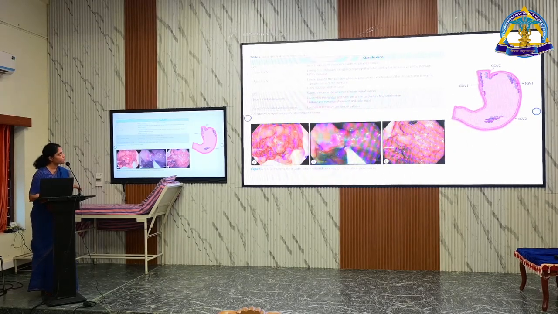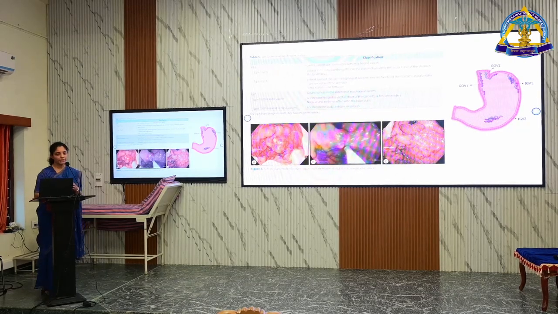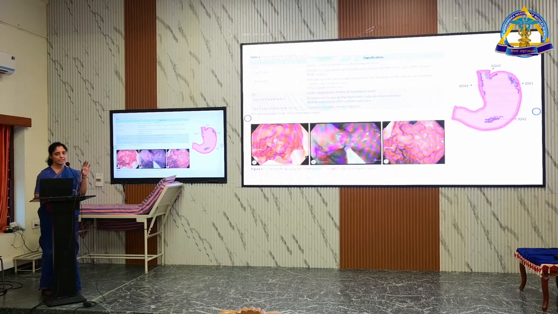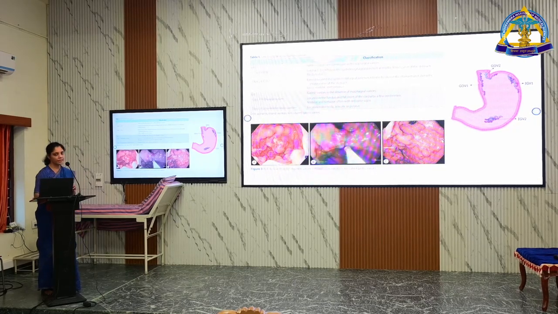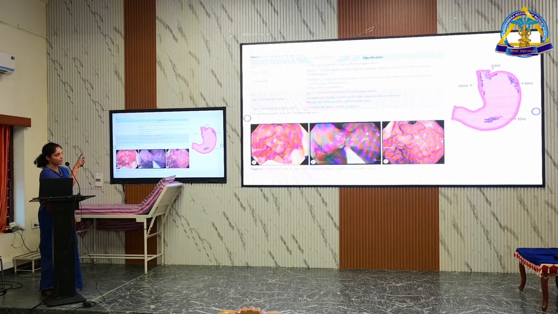So this is Sarin's classification of gastric varices. Just to introduce the terminology, Dr. Shiv Kumar Sarin is one of the renowned hepatologists in India, and he is the person after whom the terminology is named. So we can see in the picture, it is easier to understand. You can see the GOV2. What is termed as the GOV2 is the esophageal varices.